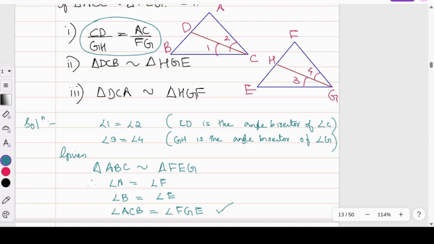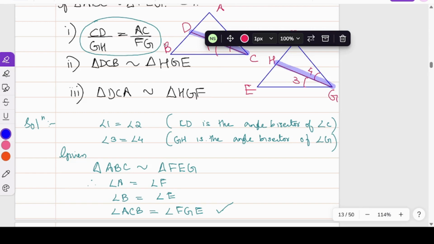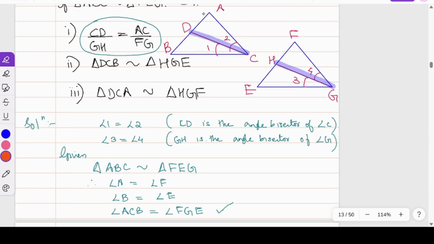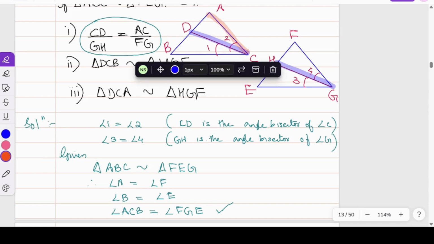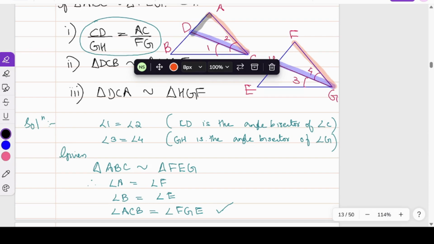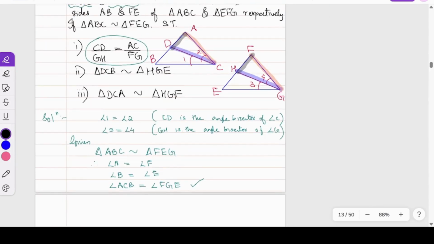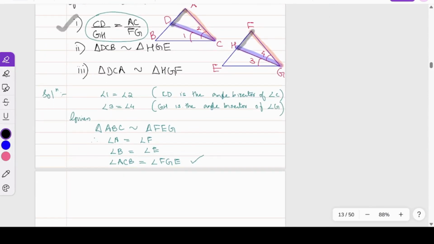Now look, CD by GH. CD is this one, and GH is this one. AC is this part, and FG is this part. So I have to consider these two triangles. Therefore, in order to prove this, I will take these two triangles.